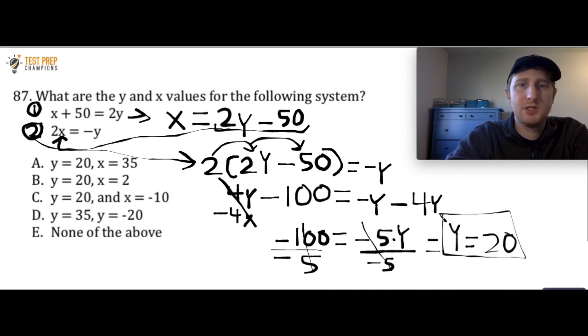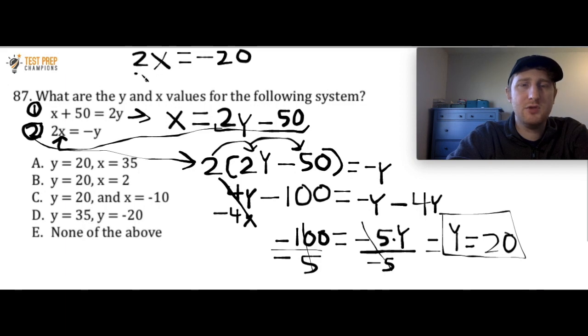Okay. So now, to find x, I want to come back up here, and I can pick either equation 1 or equation 2. It does not matter, whichever one jumps out at you as being easier. I'm going to take equation 2 in this case, and now I'm going to take this y and replace it with 20. So I have 2x equals negative y, and since y is 20, I put a negative 20 right here. And I want to figure out what x is.